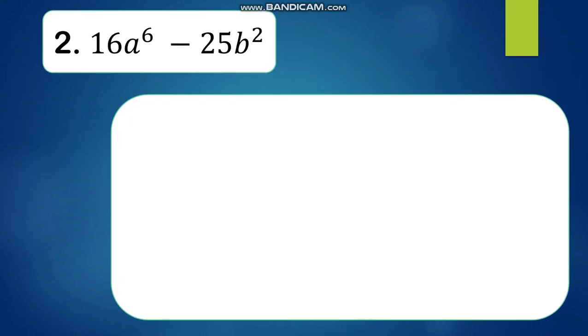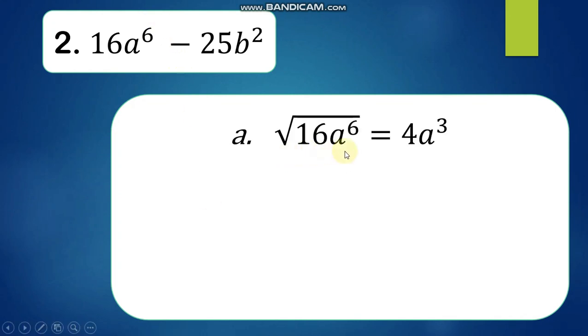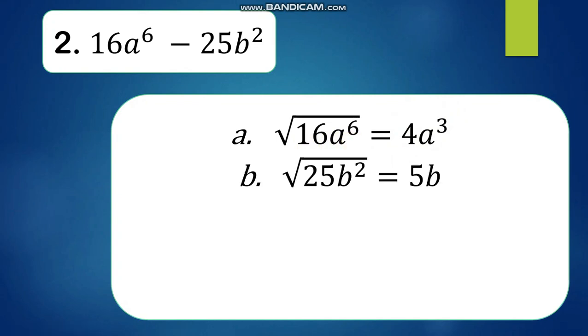Number 2, 16a to the power of 6 minus 25b squared. Find the square root of the first term. So the square root of 16a to the power of 6 is 4a cubed, because 4a cubed times 4a cubed is 16a to the power of 6. Second, find the square root of the second term. The square root of 25b squared is 5b, because 5b times 5b is 25b squared.